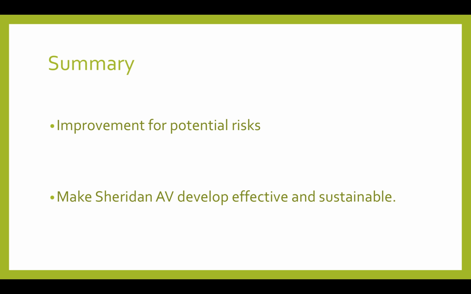That brings us to the end of the presentation. Referring to the analysis of potential risks, Sheridan AV could ask for advice, and therefore prepare well when faced with the global economic crisis. Build up good relationships with employees in order to make them work more effectively. Reduce promotions without economic benefits, and avoid irrational expansion. To summarize, internal audit could make the company develop more effectively and sustainably.